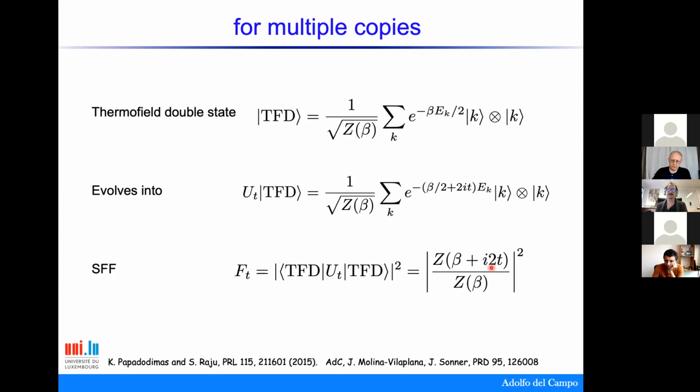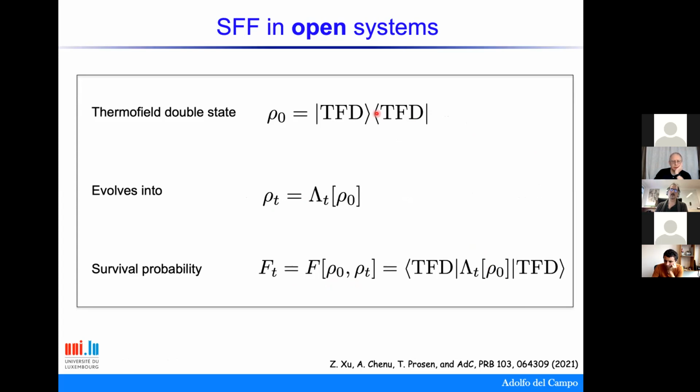Good. So for open systems, this is the idea. I will take a thermofield double. If I have multiple copies, I propagate it in time with a quantum channel, and I look at the survival probability at a later time. This I define as a spectral form factor. So let's see where this definition makes sense, where it is good, and what the advantages of this are. And for that, let me go to an example.